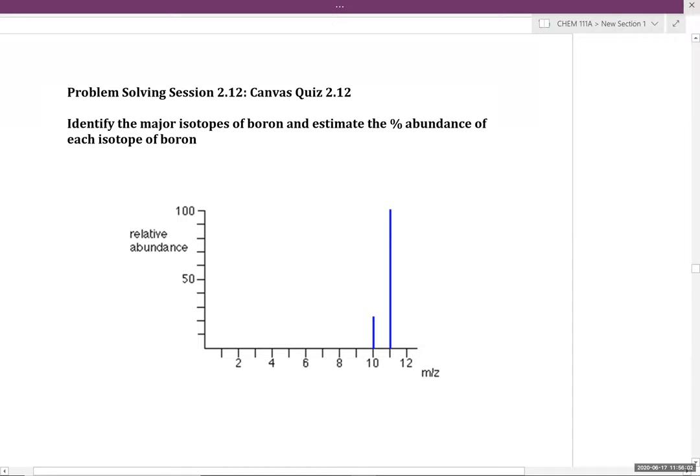Is isotope number 1 the first shown or the tallest one? The one with the lowest mass. So the first one from left to right. Okay.